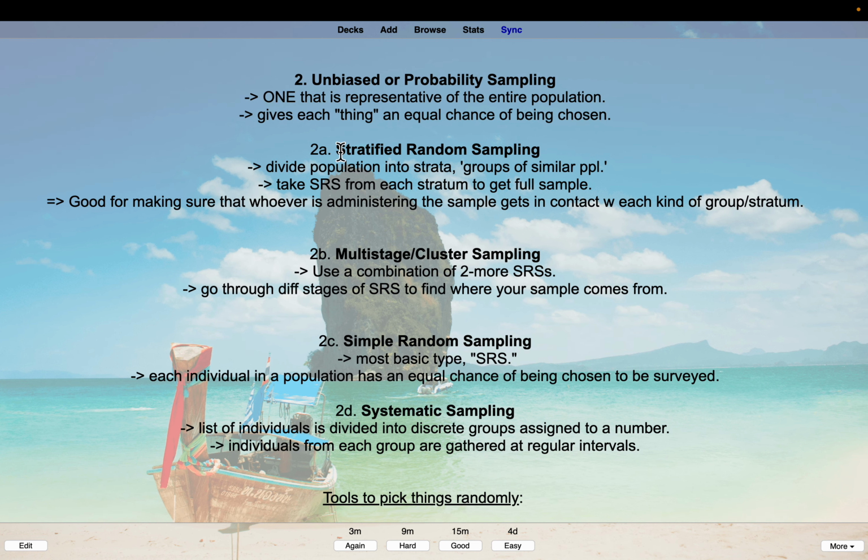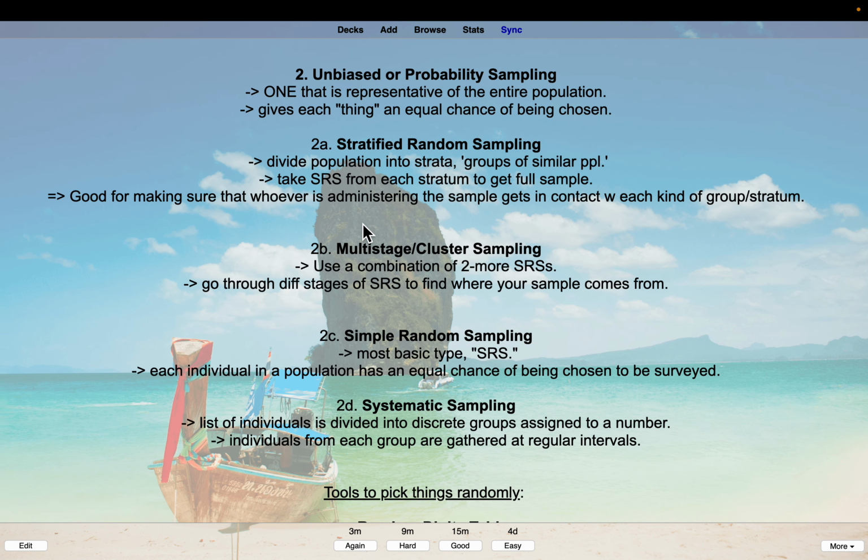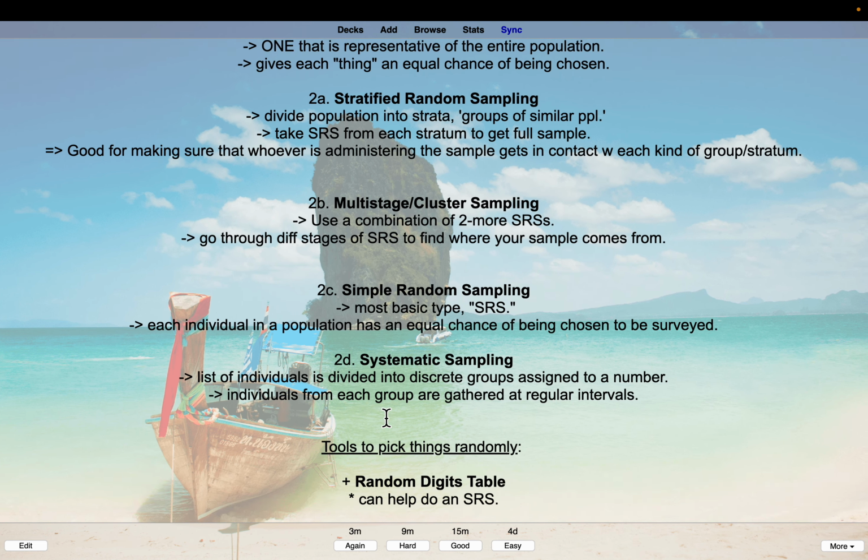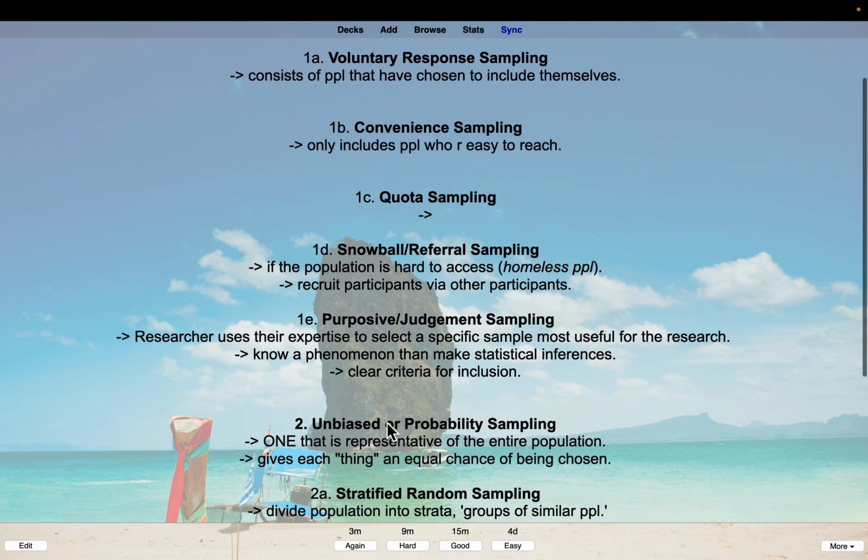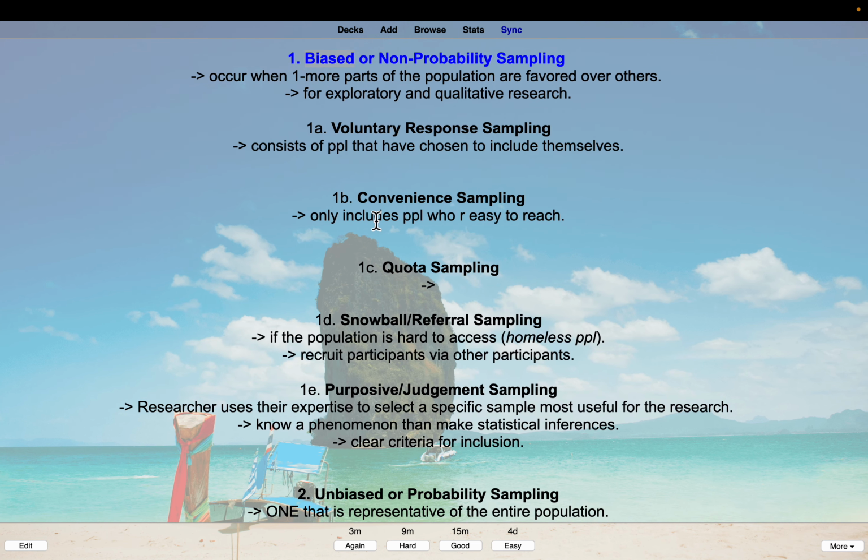So we have how many? 1, 2, 3, 4. 4 subtypes under probability sampling. We have stratified random, multi-stage or cluster, simple random, and systematic. Okay, so first let's go here.